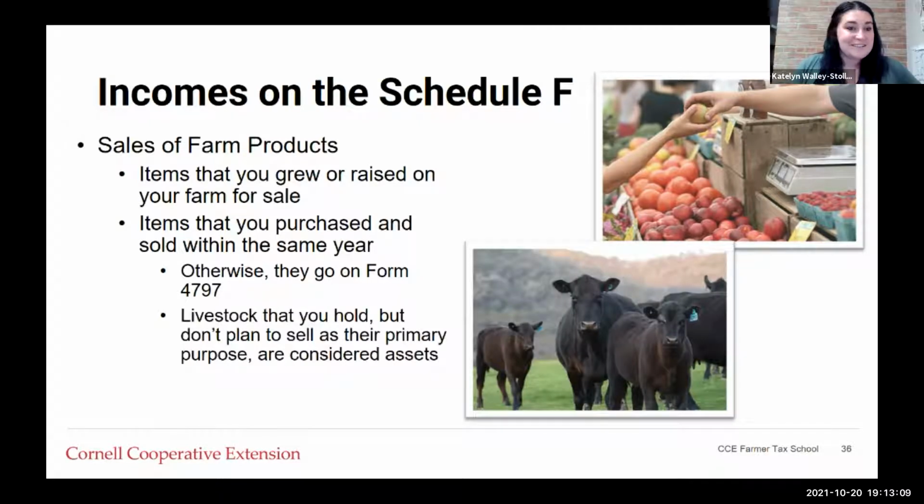So here's an example. If you are raising beef cows and you buy a cow-calf pair, your intent is to keep the cow for breeding stock and to sell the calf as a feeder steer later that year. The calf's income is going to be claimed that year on the Schedule F versus the cow. If you're planning to hold her for breeding stock, you're not going to claim her income until later on if you do decide to sell her.